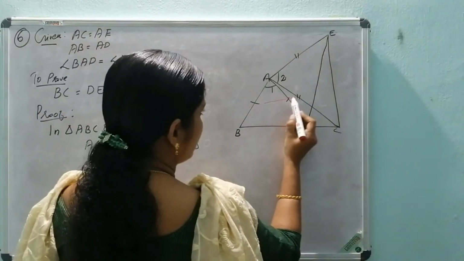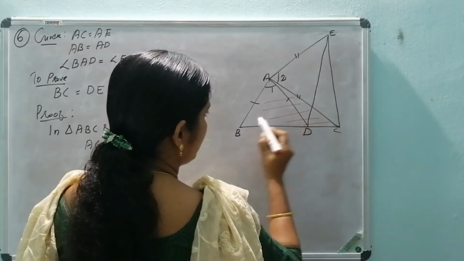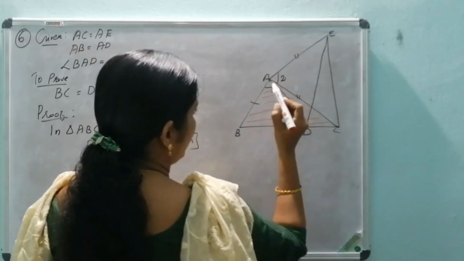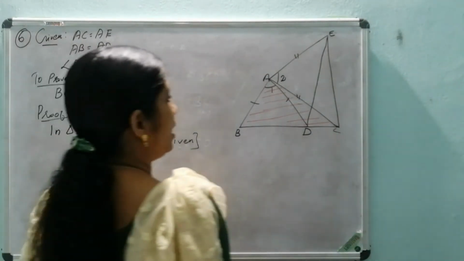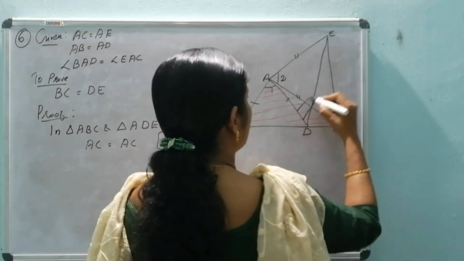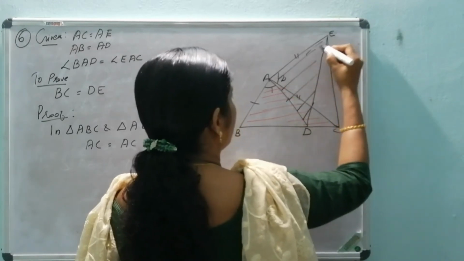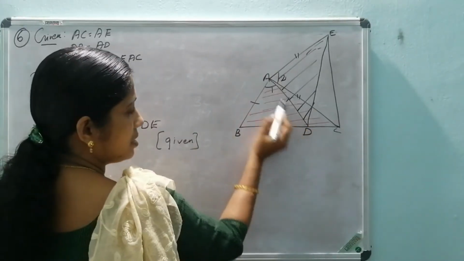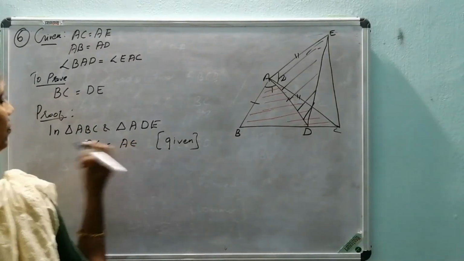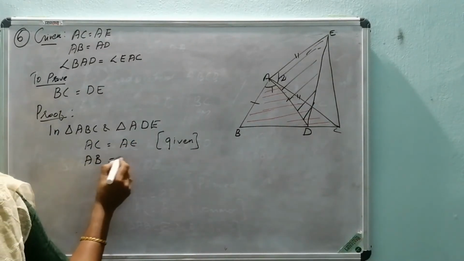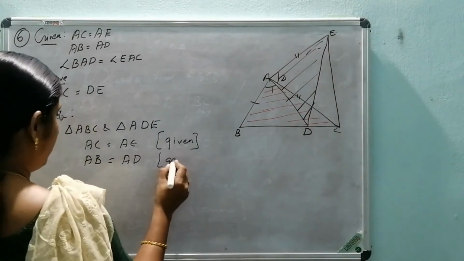This is our first triangle. Then this is the second triangle ADE. This portion is common. This ADC is common in both the triangles. Either we can shade it. Then AC is equal to AE. Then AB is equal to AD. That is also given there.